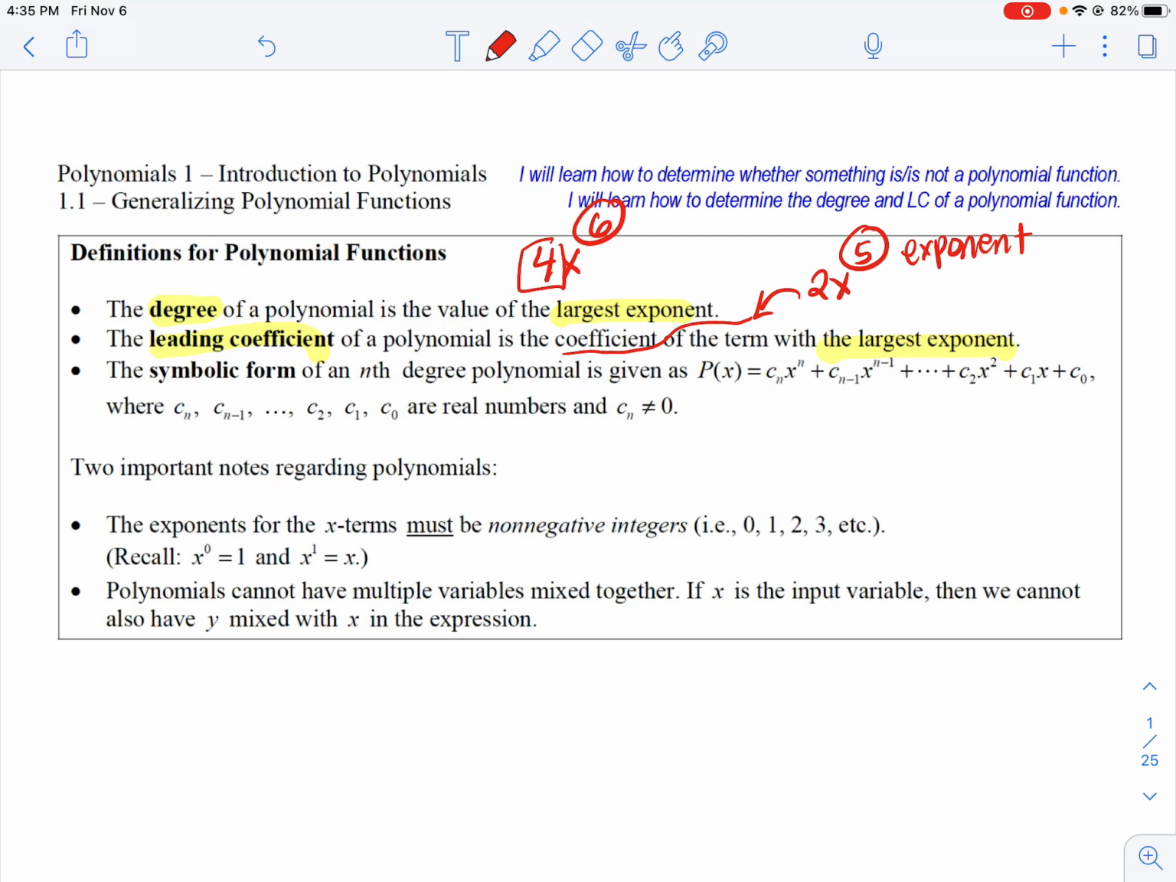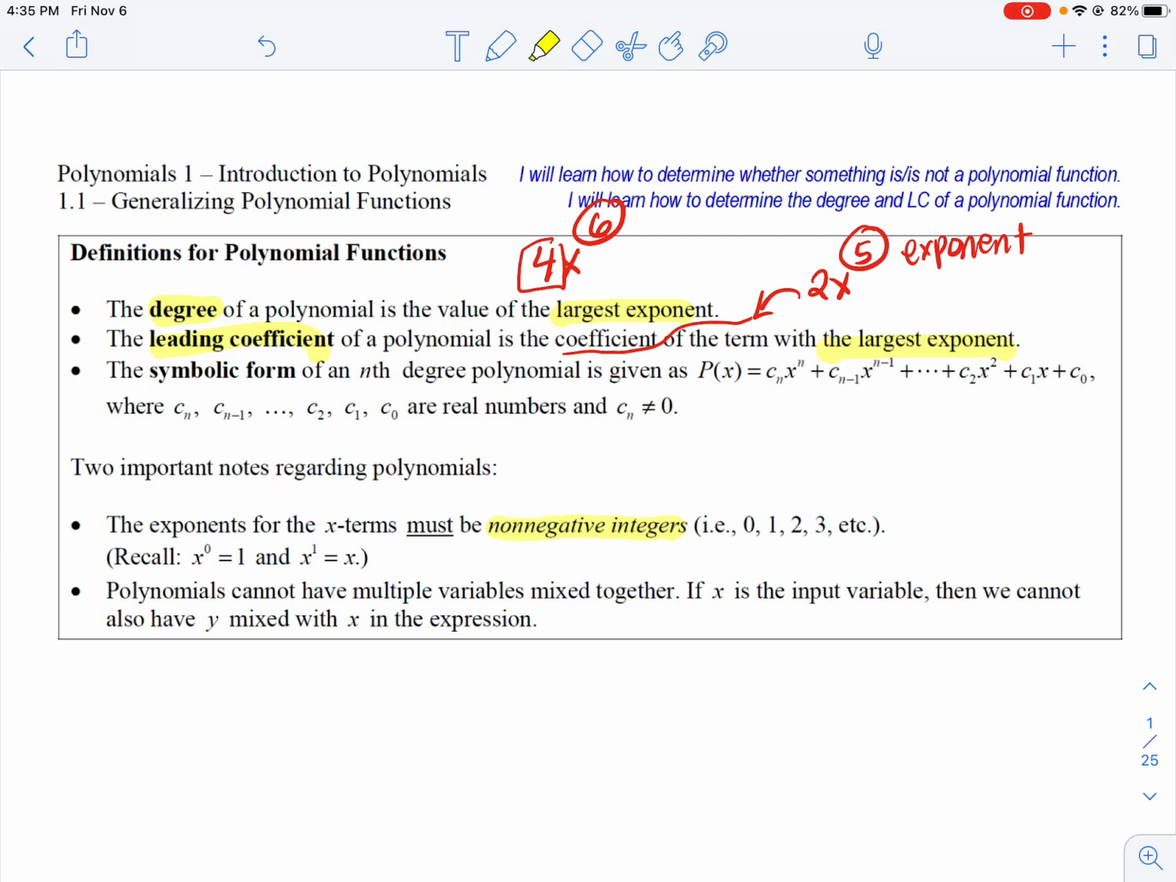The leading coefficient of a polynomial is the coefficient of the term with the largest exponent. We also have two important notes regarding polynomials. The exponent for the x term must be a non-negative integer.